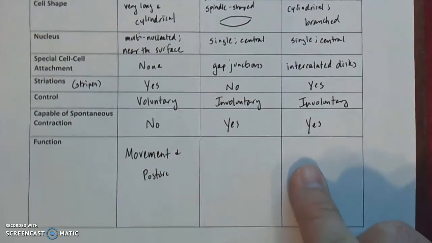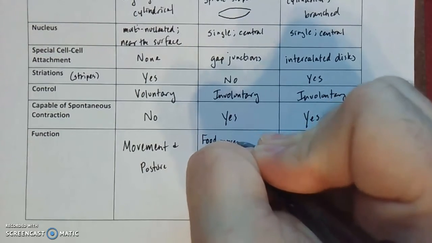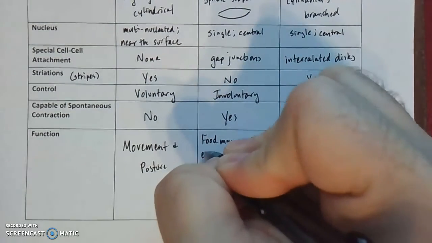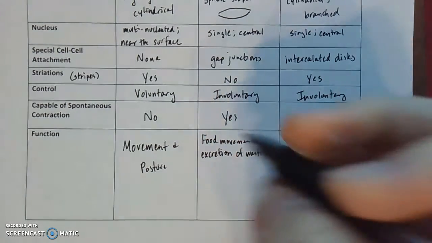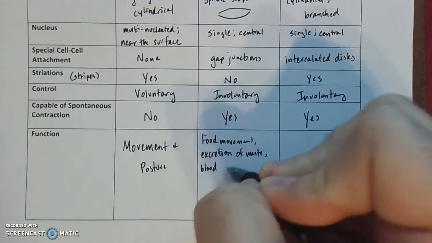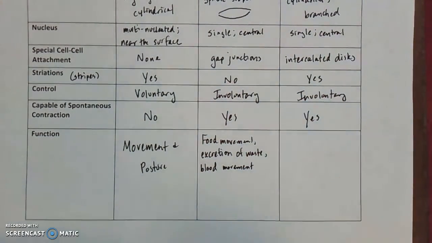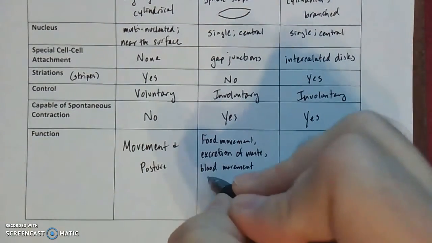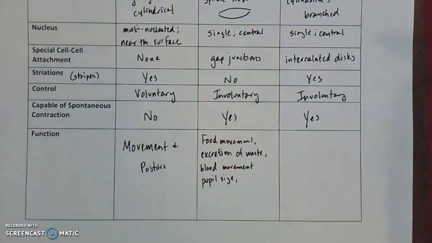Smooth muscle has a lot of different functions in the body. Food movement. Excretion of waste. Blood movement, and that is going to include changing the diameter of blood vessels to work with blood pressure. Pupil size. So it helps light enter or be prohibited or reduced entering our eye, so we can adjust to conditions to see better.